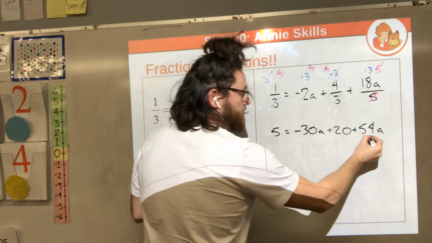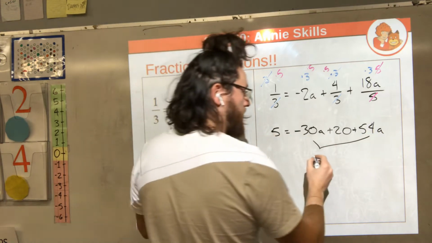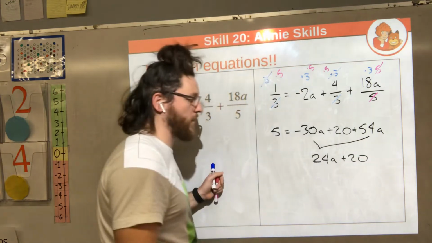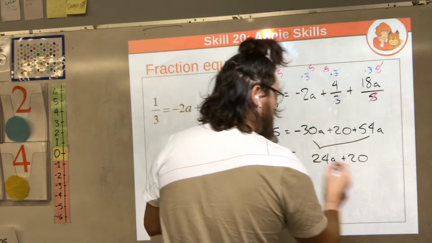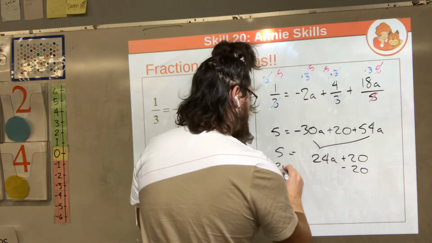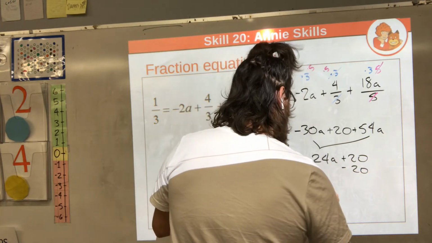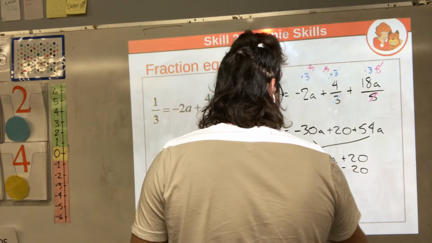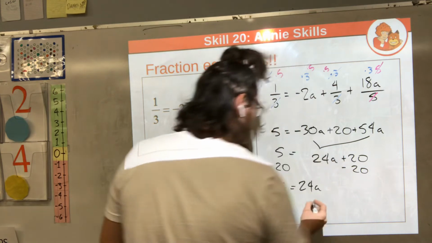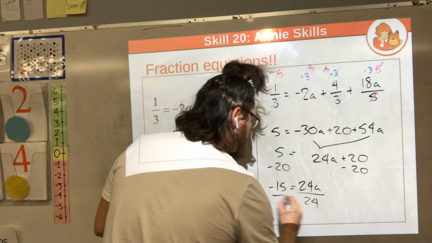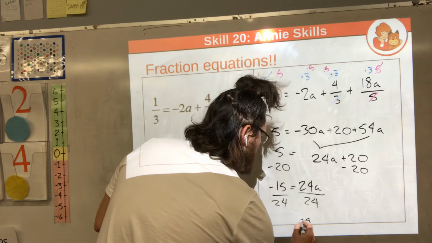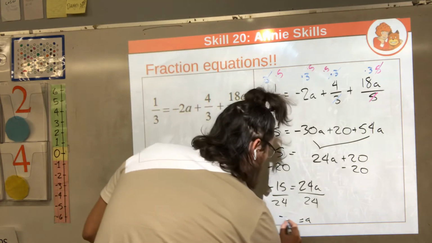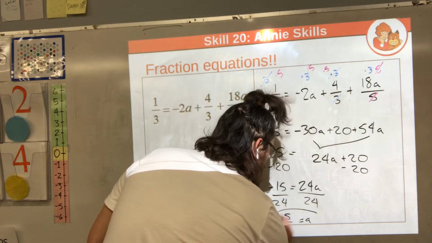Okay, let's group our like terms. 54 and negative 30, that's going to give us 24A. Still have 20 hanging out, so let's get rid of that. We end up with 5 minus 20 is negative 15. Divide both sides by 24. And A is equal to negative 15 over 24. I can divide by 3, negative 5 over 8.